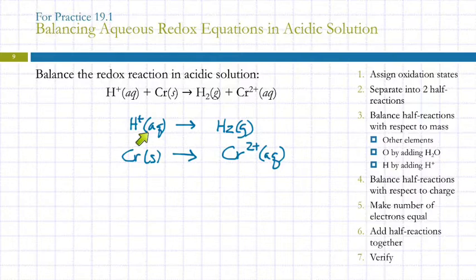So this top one here, I've got 2 hydrogens on the right side and only 1 on the left. So it must be 2 hydrogen ions. And down here I've got chromium atom, chromium ion. That's already balanced for mass. Then I balance with respect to charge by adding electrons. So up here I've got 0 on the right side and I've got +2 on the left. So I can add electrons. I'll add 2 electrons. And so now I've got a total of 0 charge on the left and 0 on the right.